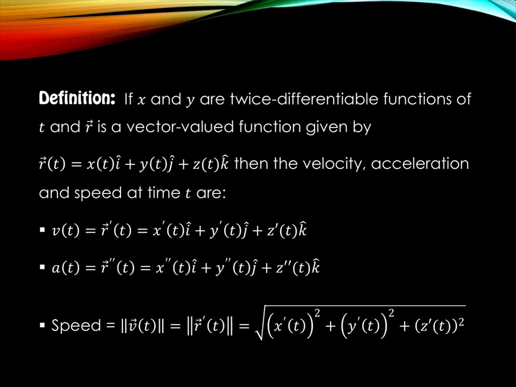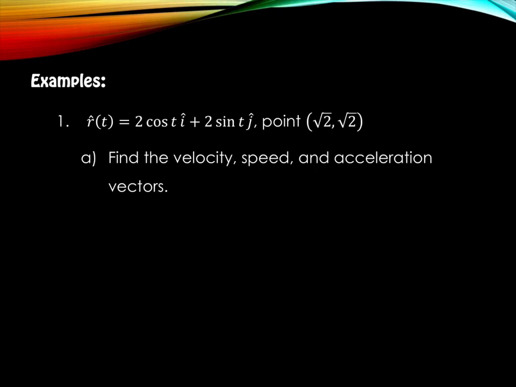So what we're going to do is find those different quantities for some vectors. So the first vector we're looking at is trigonometric. It's 2 cosine t i plus 2 sine t j, and it's at the point square root 2. So the square root 2 will come into play in part B. Part A wants us to simply find the velocity, speed, and acceleration.